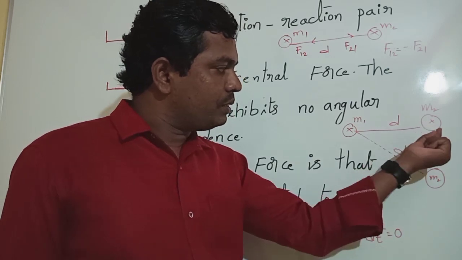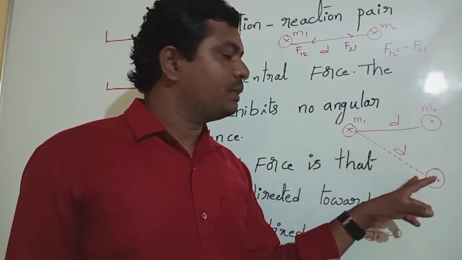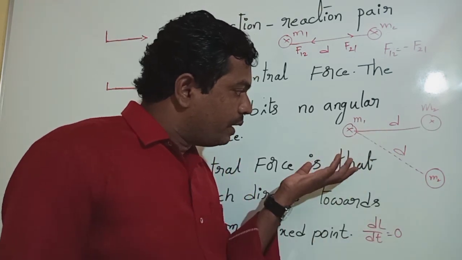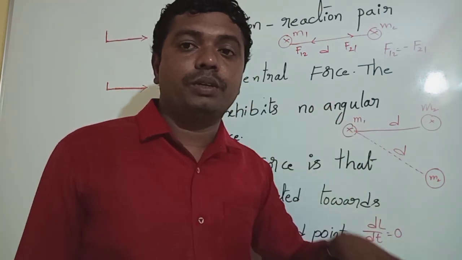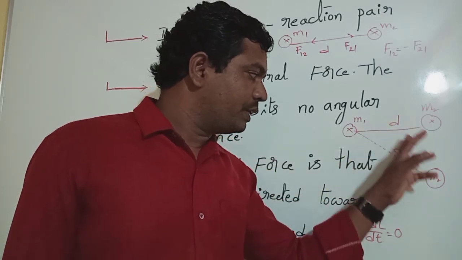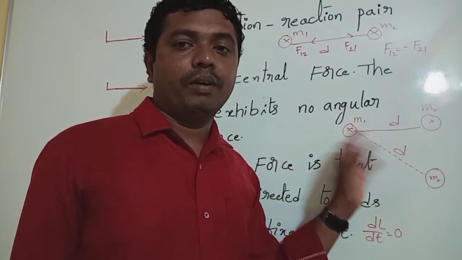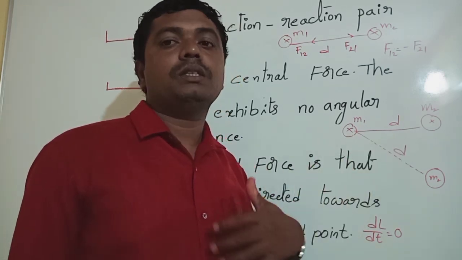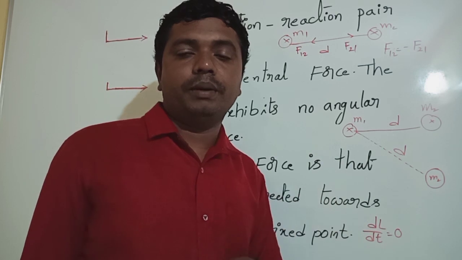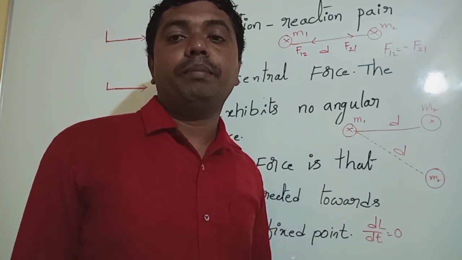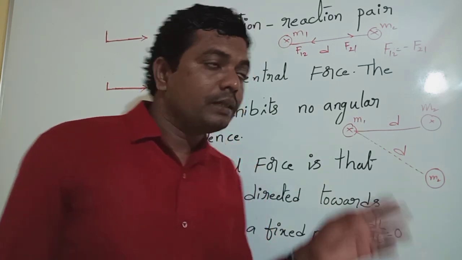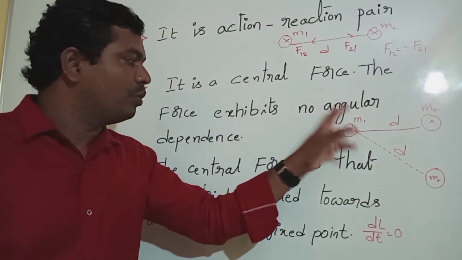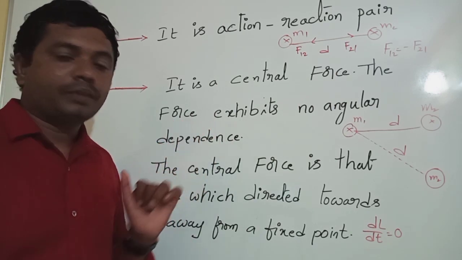Whether you place the body here or here, the force between these two remains the same. That means whether it is 90 degrees, 180 degrees, 60 degrees, or even 0 degrees, there is no change in the force between m1 and m2. So is the force between m1 and m2 dependent or independent of the angle? It is independent of the angle. That means gravitational forces are central forces, that is, forces with no angular dependency.